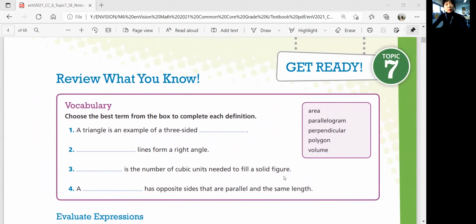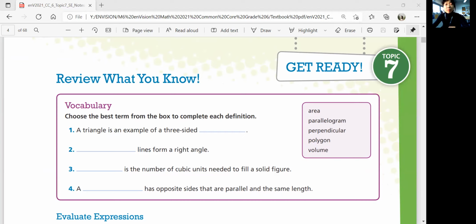Let's review what we know. Let's get ready. See if you can remember these vocabularies from the past. We have area, parallelogram, perpendicular, polygon, and volume. Can you match which one is the correct sentence for each one?